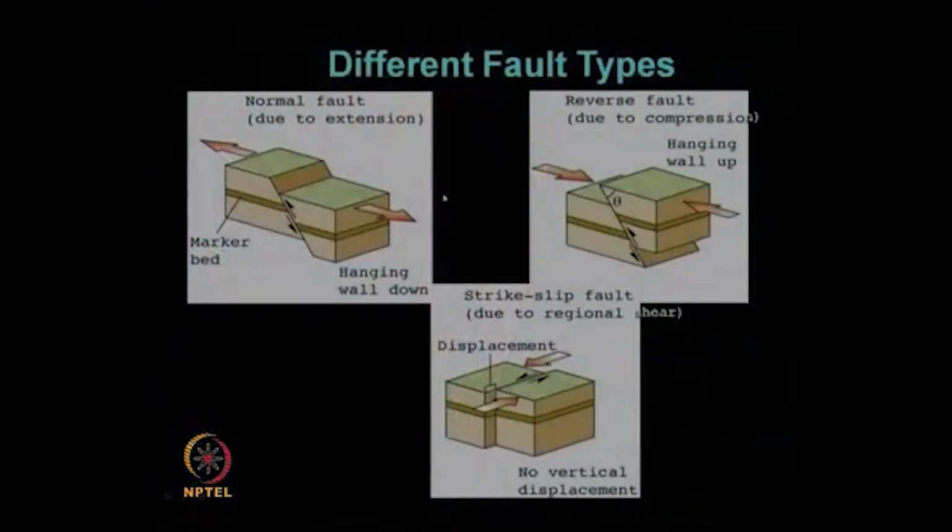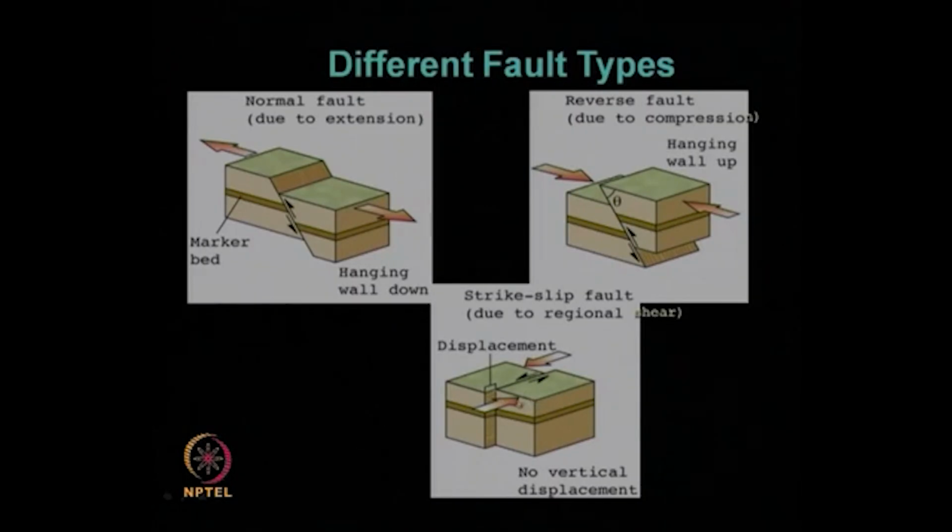Let us quickly have a recap of what we have learned in the previous lecture, like what are the various types of faults. We have seen mainly there are three types of faults. One is called normal fault, where the extensional force or tensile force will be acting between the two blocks. Reverse fault, where the compressive force will act between the two blocks, and strike slip fault, where shear force will act between the two blocks.